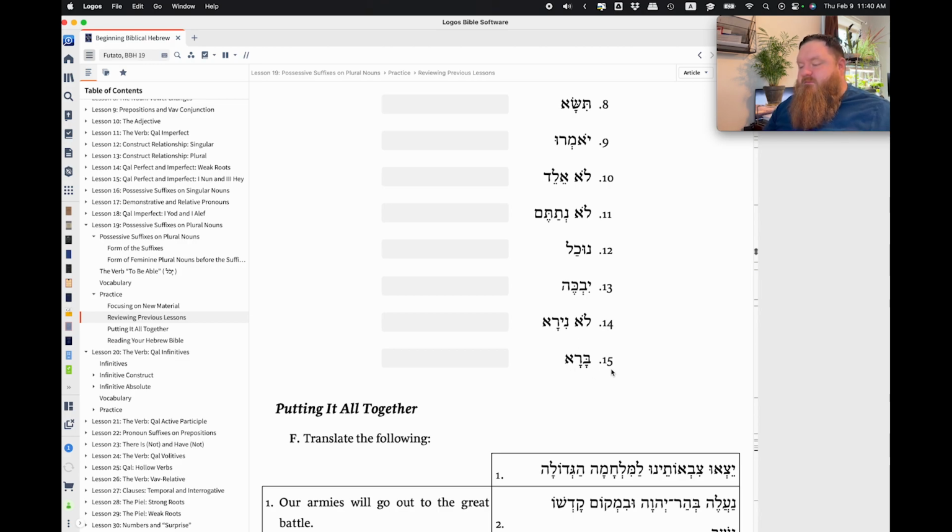And then finally, number 15, bara. This is just the lexical form that we learned. Bara is he created. Pretty straightforward.